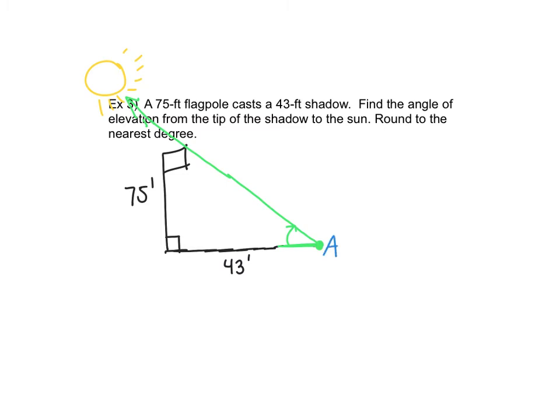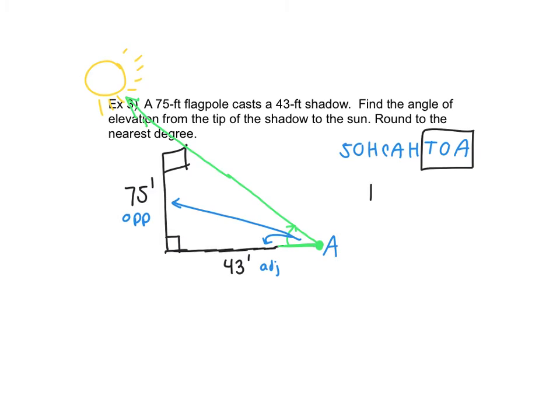I'm going to call this angle A. And again, we can use some of our trig functions. The 75-foot is opposite of my angle. The 43-foot is adjacent to my angle. And again, using my SOHCAHTOA, which you'll notice I'm writing out each time, the one trig ratio that compares opposite and adjacent is tangent. So I'm going to do the tangent of angle A equals the opposite over the adjacent. And if I'm solving for an angle, I'm going to be doing the inverse tangent.